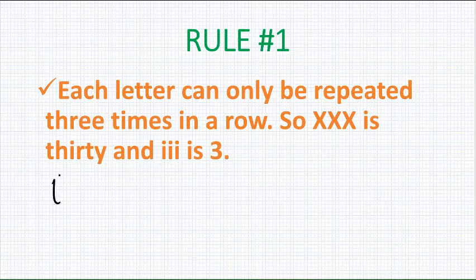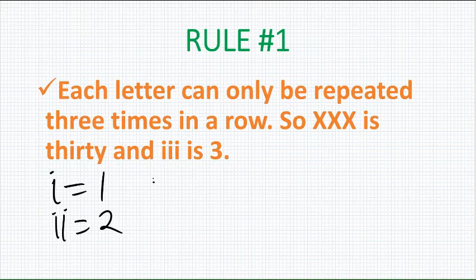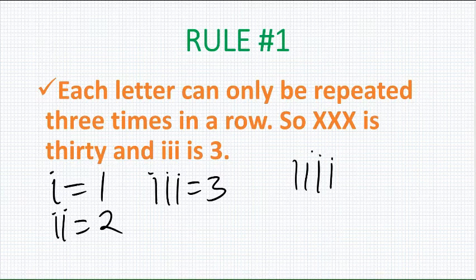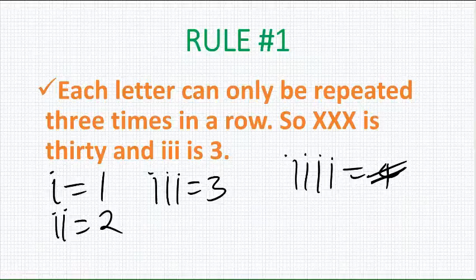Now, III is 3. Okay, we know for sure that I is equal to 1. We know that II is equal to 2. And we know that III is equal to 3. But how do we find 4? Should we write I in 4 places? No. Rule number 1 says this is wrong. So rule number 2 will help us.